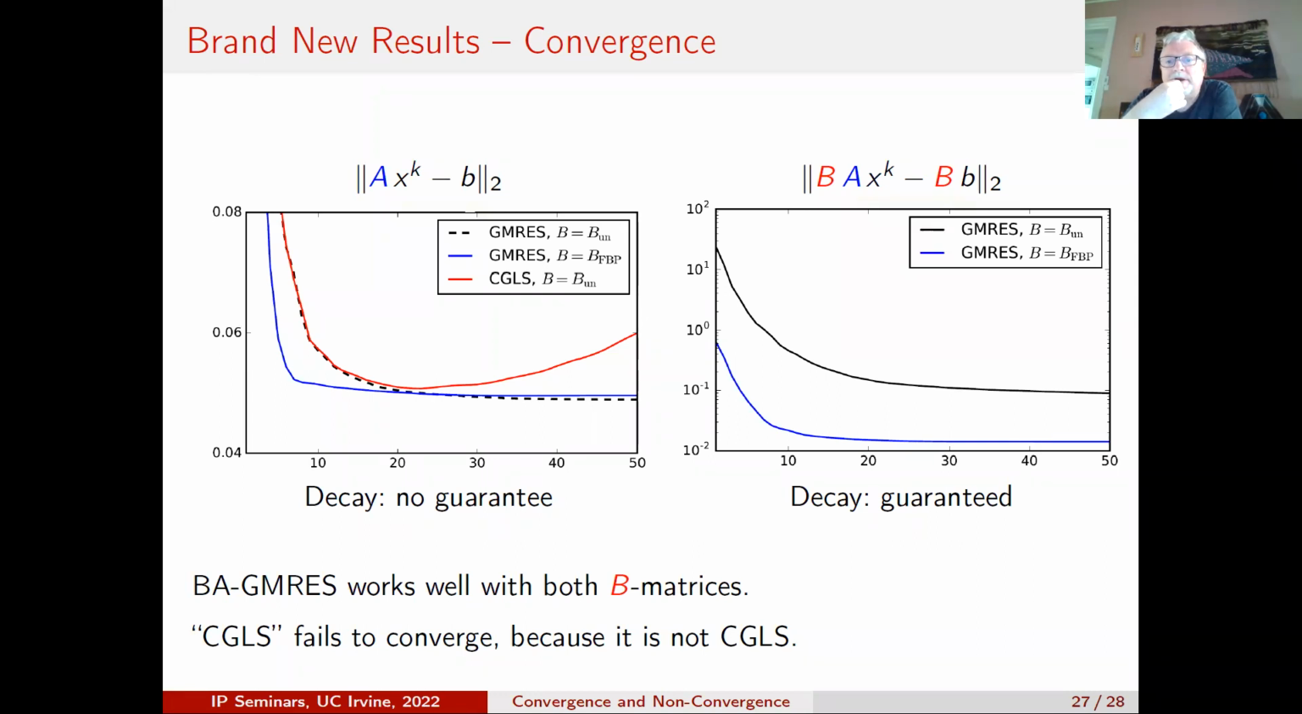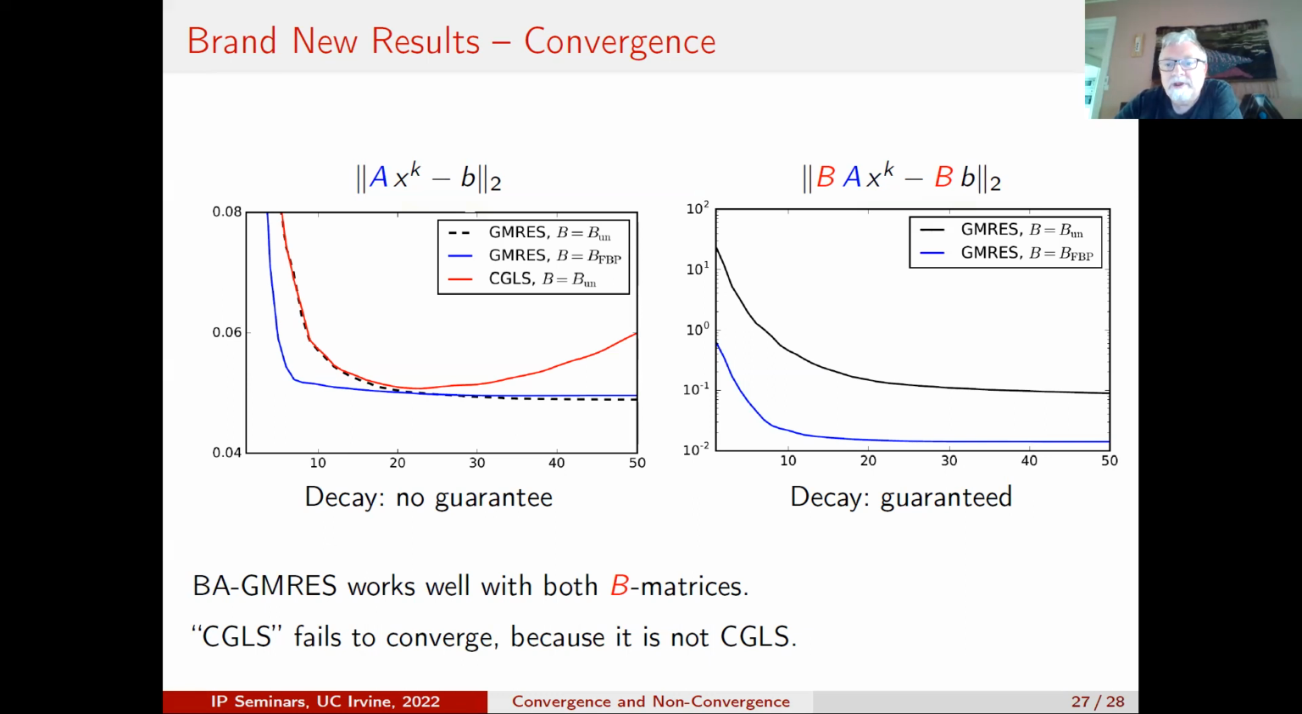We are running BA GMRES, and we see that we do have convergence. That's the black dashed line and the blue line over here. This is the least squares residual, and what we have over here is the residual vector for the unmatched normal equations. For this one, I remind you, we have a theory that says that these curves should be monotonically decreasing. Over here, we have no theory that we should have a monotonic decrease, but that's what we see anyway. So it's all very good.